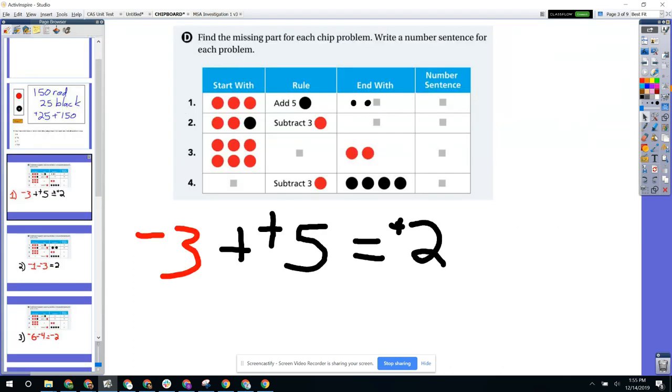Okay, so this is the final 3 parts of Accentuate the Negative 1.4. Part D gives you this table and asks you to find the missing part for each chip problem and to write a number sentence for each chip problem. In Part D, again, hopefully you are using the book Accentuate the Negative 1.4 to follow along with the activity.